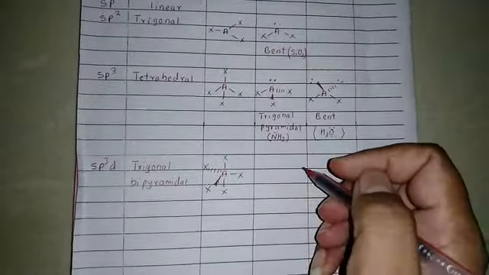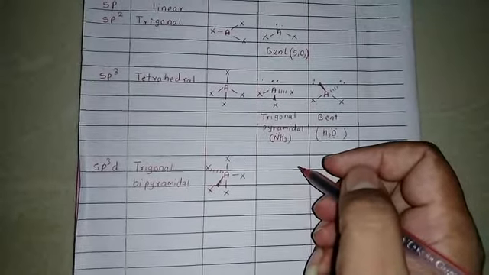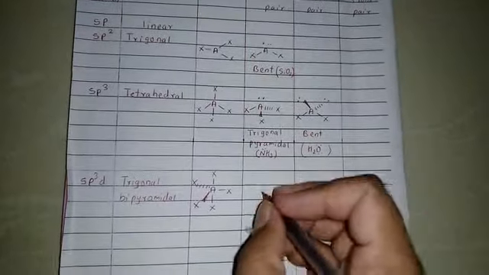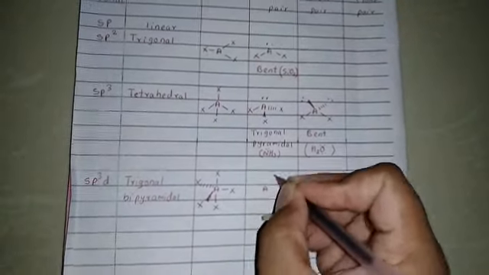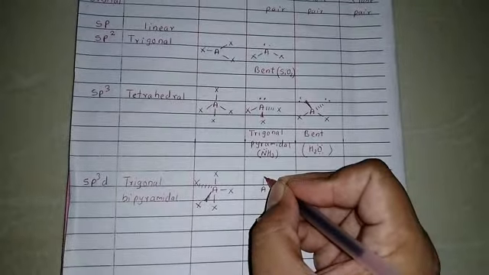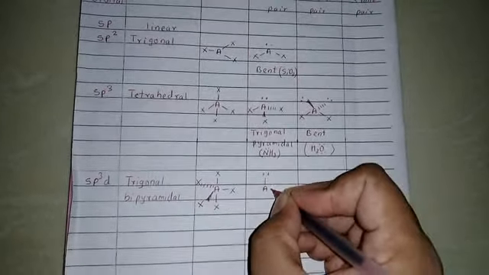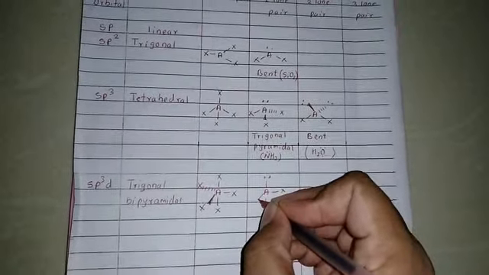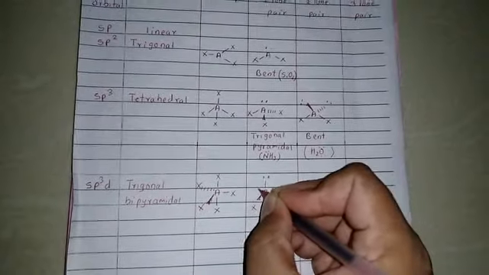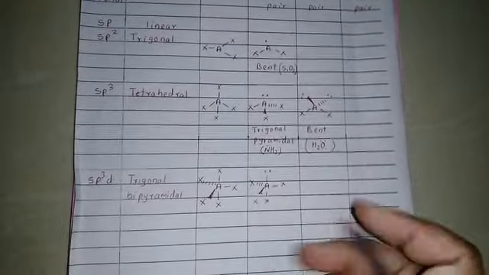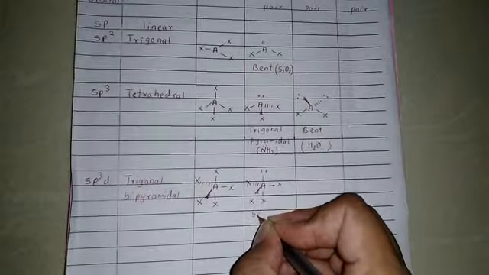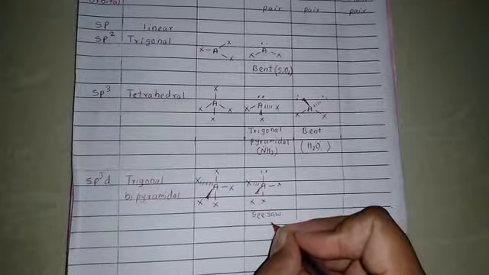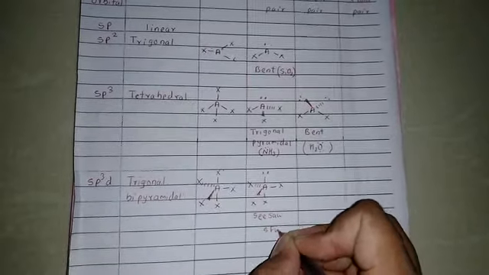If any molecule with the sp3d hybrid orbital consists of one lone pair of electrons, then the lone pair will be here, and the remaining 4 atoms are surrounded in this pattern. The structure appears as seesaw. The best example for it is SF4.